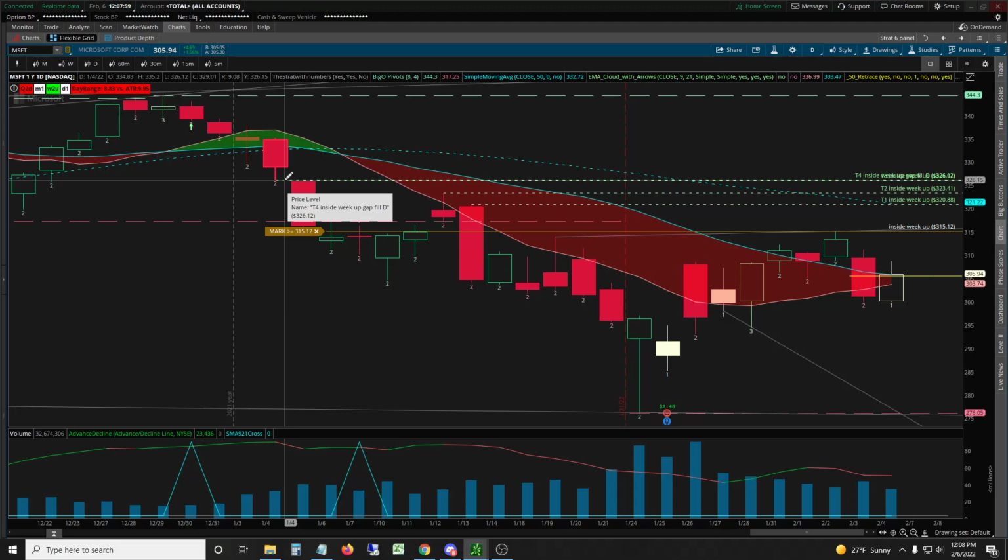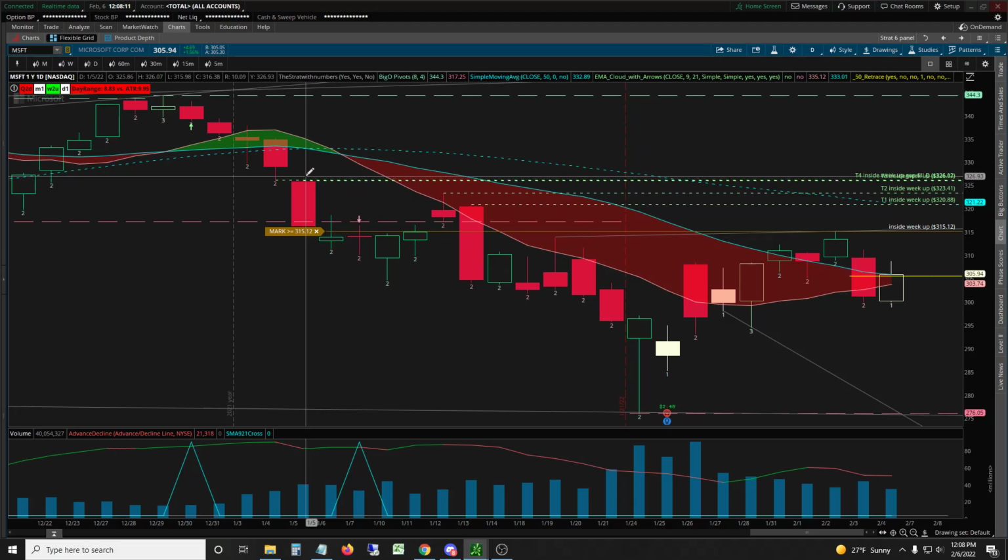So you want to look for those to get filled, because if you're short and you stop out here, you're going to start triggering these, and triggering stops on a short involves buying, which is going to help drive the price up.